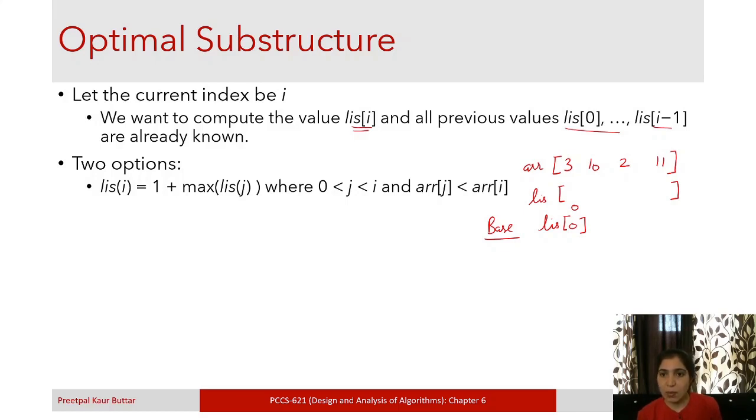So if we pick only 3, and our indexes are starting at 0, ending at 0, this is the only option. This is the longest increasing subsequence which is available to us at index 0. So it means the base case is already solved, and the length of the longest increasing subsequence at the base case, that is at index 0, is 1.